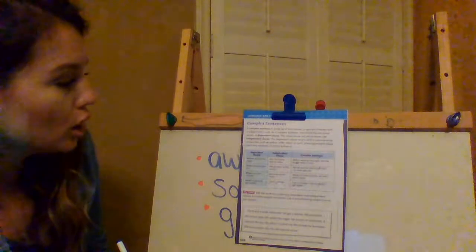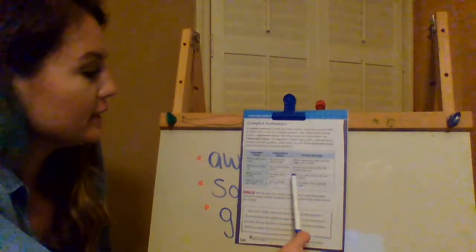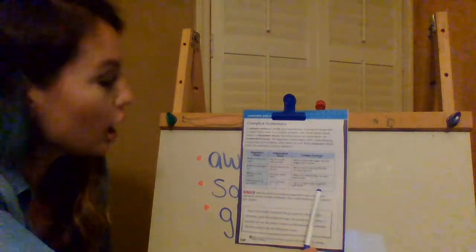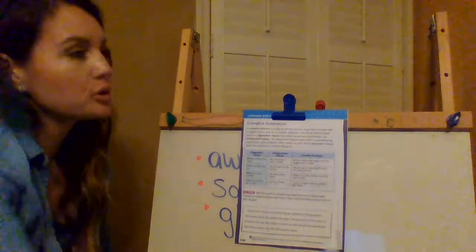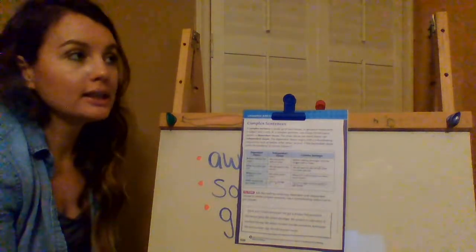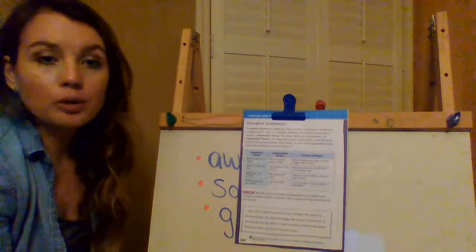Okay? So this is how you make it into a complex sentence. When it is cold outside, comma, we wear warm coats. So there we made a complex sentence, and we put it together with a comma.